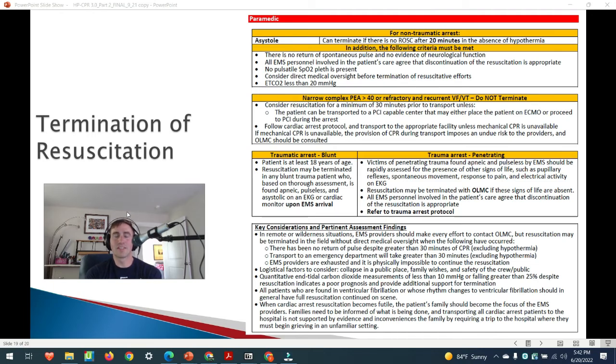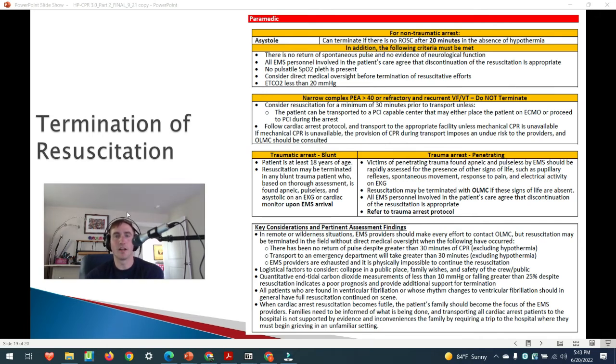End-tidal CO2 less than 20 is a prognosticator. Meaning if the end-tidal is less than 20, then that person's chances of getting a pulse back are extremely slim. If it's less than 20, it's almost a 0% chance. But if it's higher, if it's 30, 40, hey, this patient has good substrate. Their cells are producing the byproduct of CO2, so there's some metabolic function.